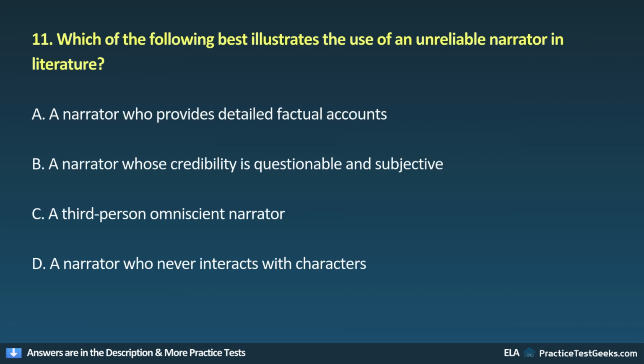11. Which of the following best illustrates the use of an unreliable narrator in literature? A. A narrator who provides detailed factual accounts. B. A narrator whose credibility is questionable and subjective. C. A third-person omniscient narrator. D. A narrator who never interacts with characters.